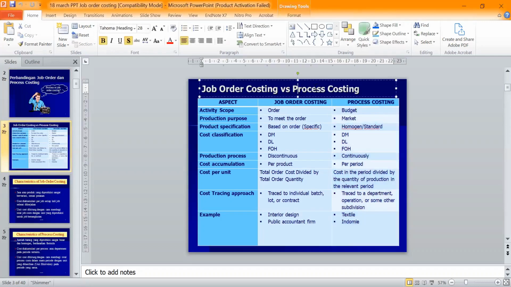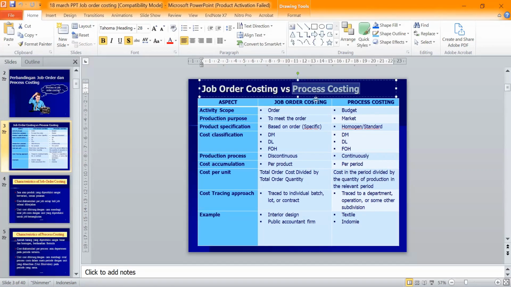If we're talking about process costing, please memorize that the type of product produced using the process cost accumulation system is really homogeneous. In other words, the specifications of the products produced using process costing are all the same. Just imagine Indomie, and then soap, shampoo, etc.